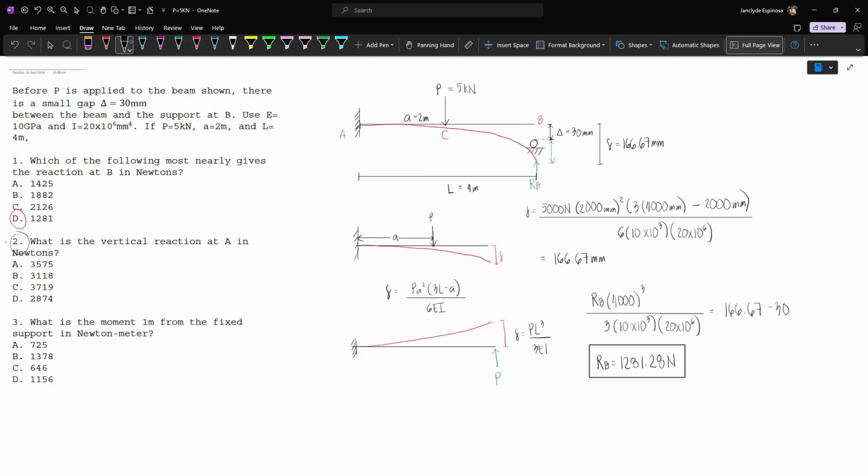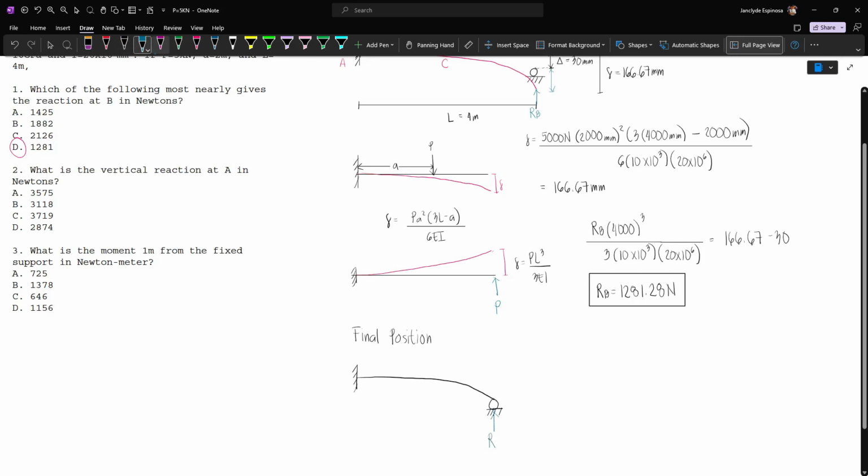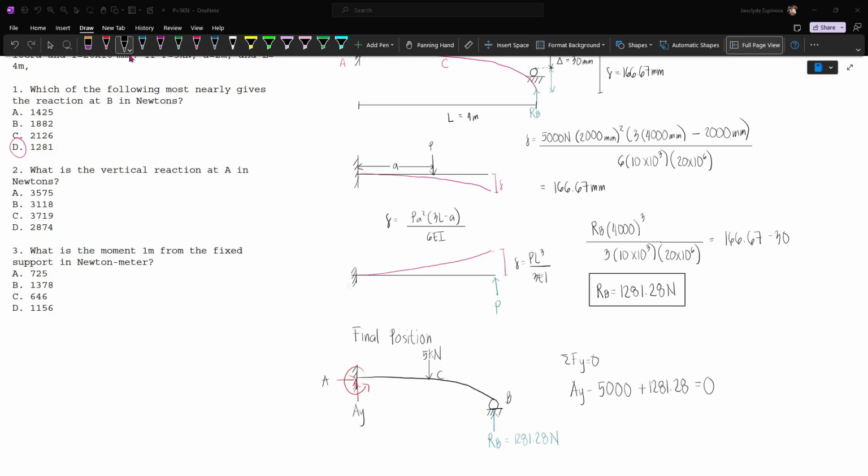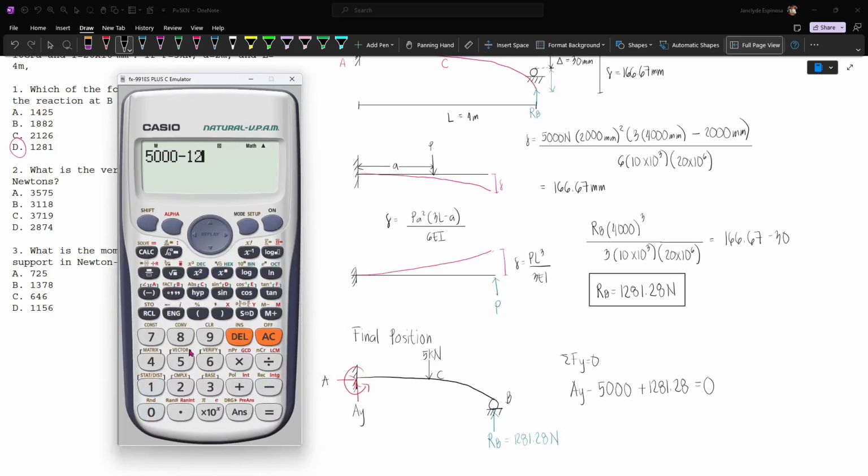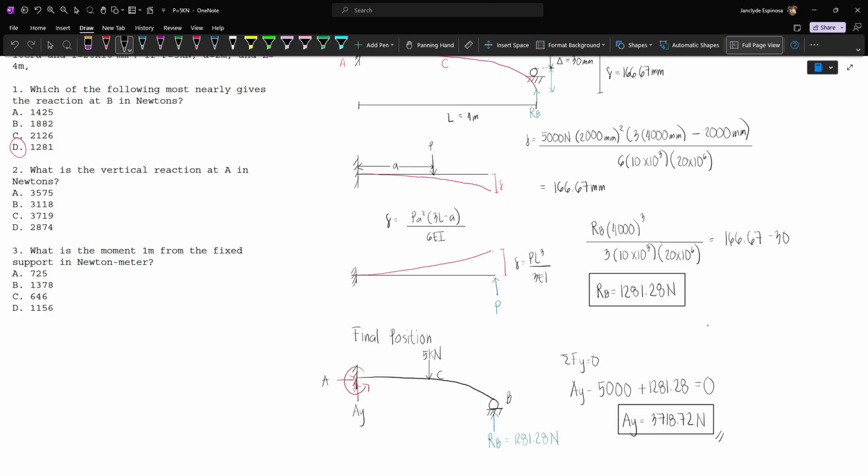For number 2, what is the vertical reaction at A? We can just sum up vertical forces. The final position of our beam is that this point is already resting on the roller. So, this is RB. And then, we have here our load P, which is 5 kN. We have 3 reactions here: upward, horizontal, and moment. To get AY, let's say this is point A, this is C, this is B. I can just sum up vertical forces. So, AY minus 5 kN, which is 5,000 newtons, plus 1281.28, set to 0. AY will be 5,000 minus 1281.28, and so this will be 3718.72 newtons. And so our answer will be letter C.